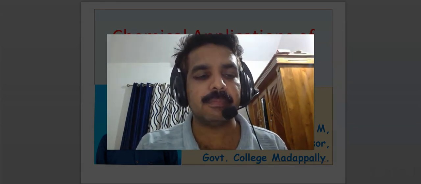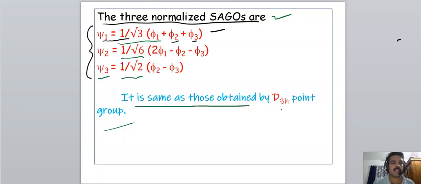Okay, this was our last slide. We derived 3 normalized symmetry adapted group orbitals. Psi1 is equal to 1 by root 3 (phi1 plus phi2 plus phi3), and it has A2 double dash symmetry, or simply we can say A symmetry.